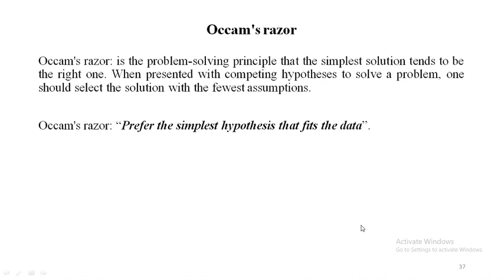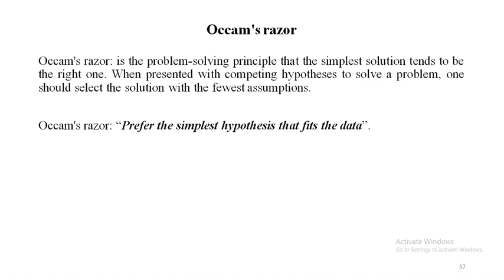And there is something called Occam's razor. Occam's razor is the problem solving principle that the simplest solution tends to be the right one. What Occam's razor indicates is that during problem solving, the simplest solution will be the right one. When presented with competing hypotheses to solve a problem, one should select the solution with the fewest assumptions, right? So you have to choose the solution which has the fewest assumptions. That is Occam's razor.